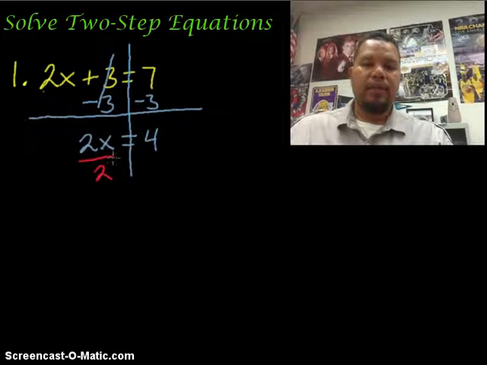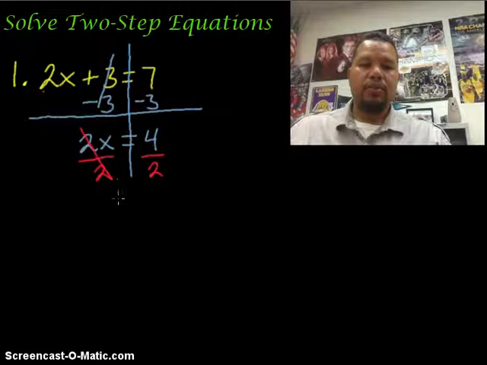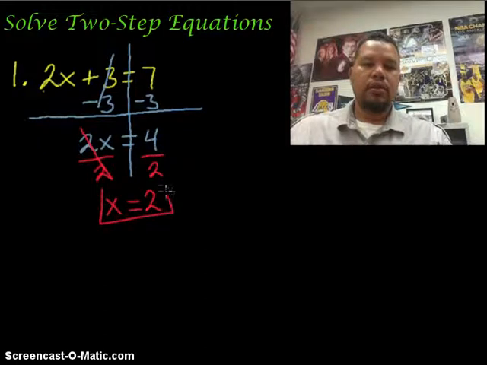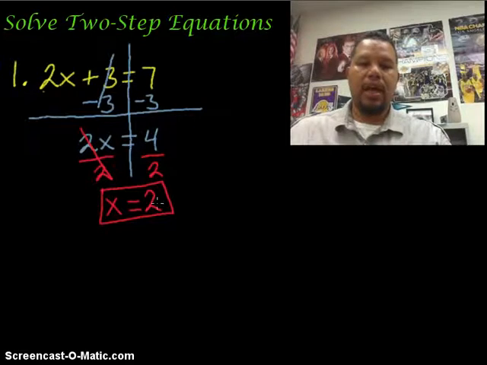And again, the division property of equality states I have to divide the other side by 2 as well. So I divide 2 by 2, leaving me with my x all by itself like I want it. And then 4 divided by 2 is 2. So this is the answer to my two-step equation. I can always check my answer by replacing this 2 back into our original equation and working it out to make sure that the left side equals the right side.